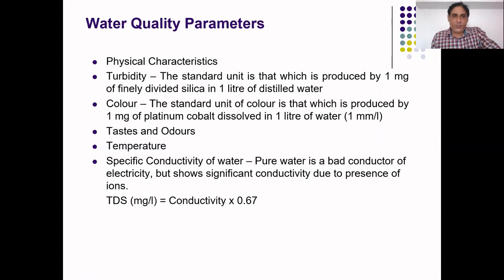the water gets turbid when the passage of light is being obstructed, and the standard unit is that which is produced by 1 milligram of finely divided silica in 1 liter of distilled water. The common units are NTU, JTU, and the experiment to perform this is very simple.